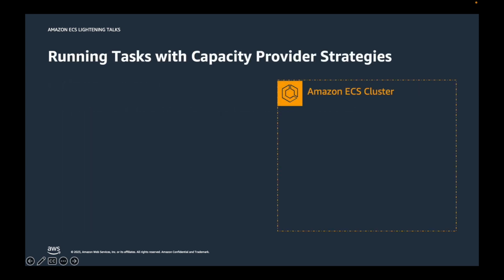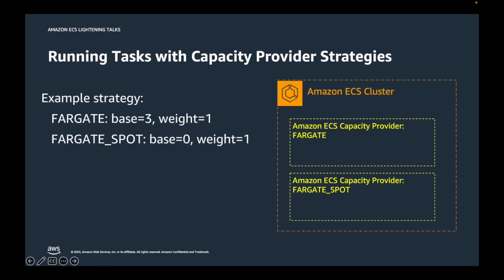Let's look into capacity provider strategies. Primarily, the capacity provider strategy has two different knobs to turn. The base defines the minimum number of tasks that need to be scheduled on a given capacity provider, and the weight defines the ratio in which the rest of the tasks will be divided across these capacity providers.